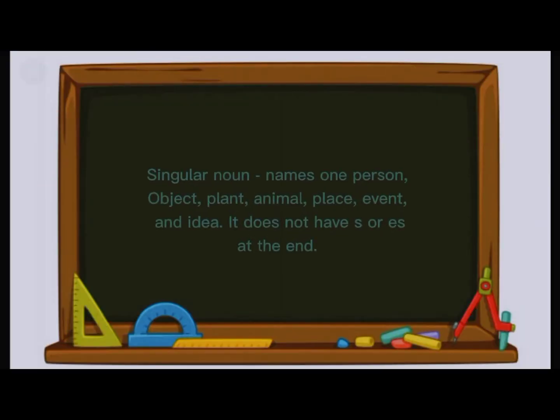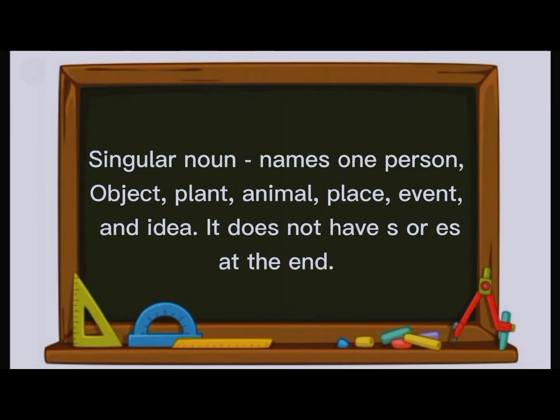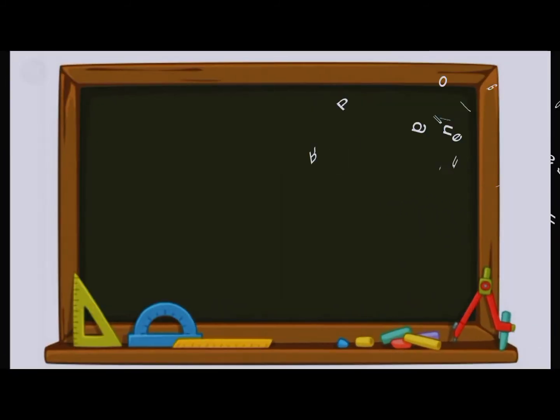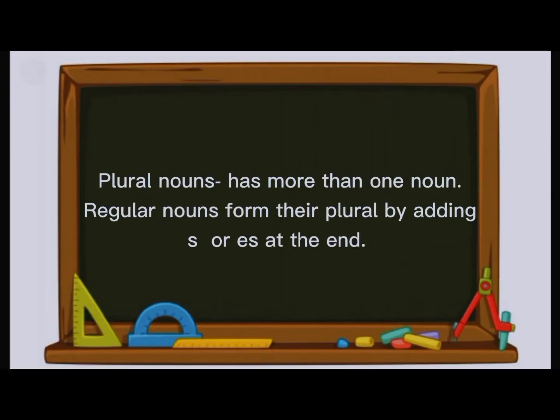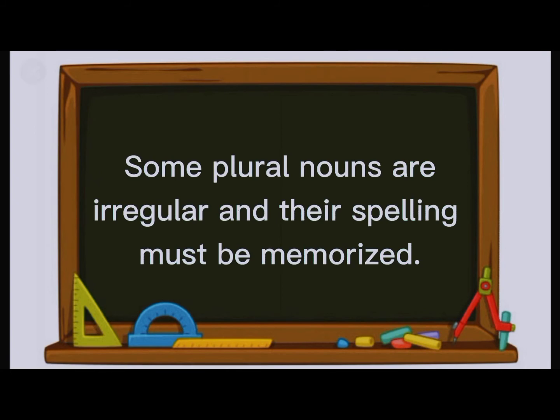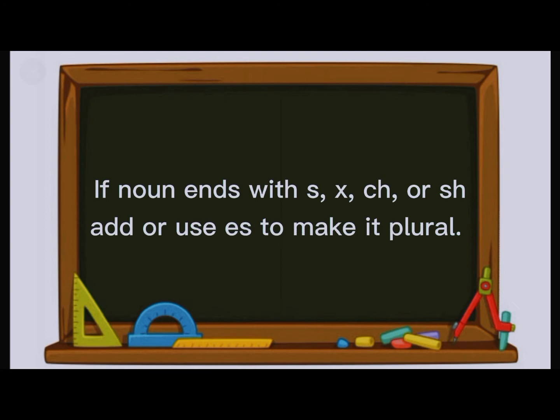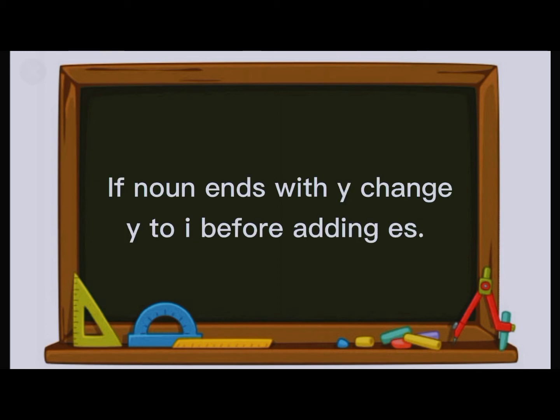Now, let's have the definition of the words we have tackled today. Everybody, please read. Singular noun names one person, object, plant, animal, place, event, or idea. It does not have s or es at the end. On the other hand, plural nouns name more than one. Regular nouns form their plural by adding s or es at the end. Some plural nouns are irregular and their spelling must be memorized. If a noun ends with s, x, ch, or sh, add es to make it plural. If a noun ends with y, change y to i before adding es.